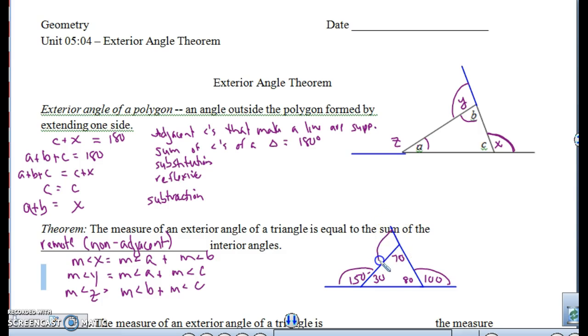Now this one right here is adjacent to this one, so these two should be supplementary. Well, let's see. It's also equal to the sum of these two. 30 plus 80 is 110. 110 and 70 is 180. So it works. You can see that the exterior angle is equal to the sum of the non-adjacent interior angles.